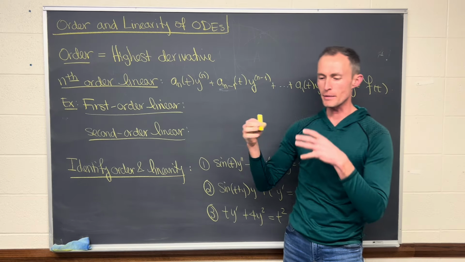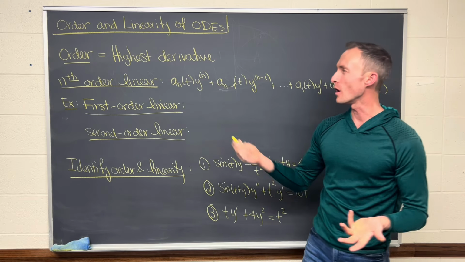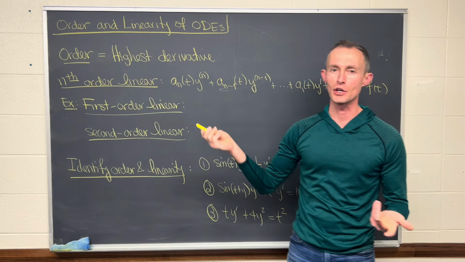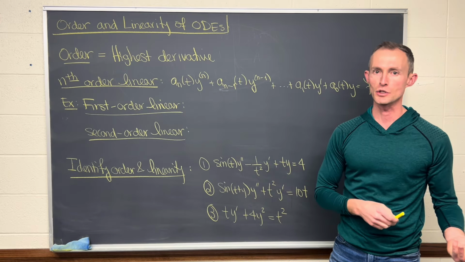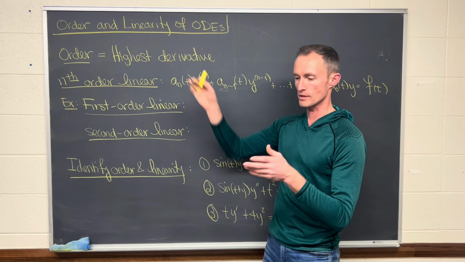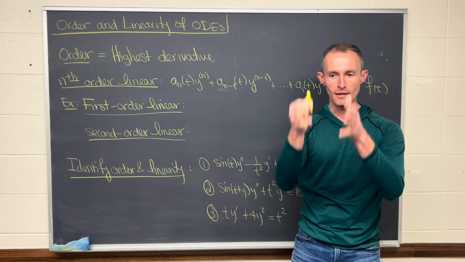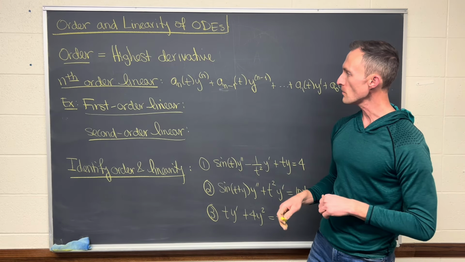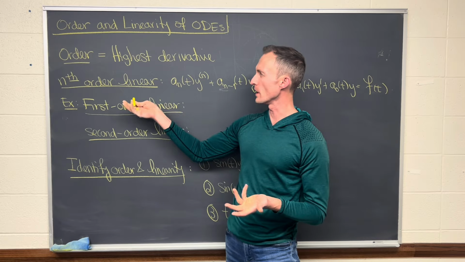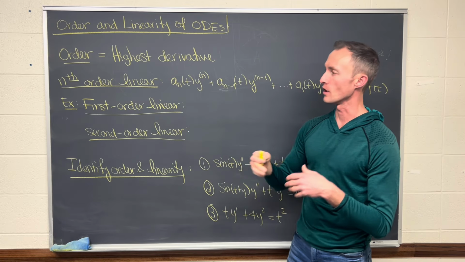So when we talk about the order of an ODE, what do we really mean? All we mean is it's just the highest derivative occurring in that differential equation, okay? So you just scan through, you look at the equation, you say, hey, what is the highest derivative occurring? That's the order, okay?